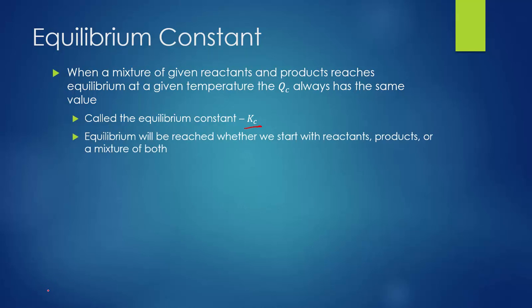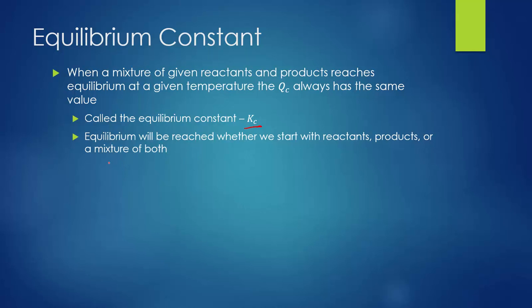Equilibrium is going to be reached regardless of what we start with. So for a given amount of product, reactant, or mixture of both, no matter what, the reaction will proceed to equilibrium and we'll get to the equilibrium constant, and that equilibrium constant is the same if we did the forward reaction or if we did the reverse reaction or if we did both of them at the same time.